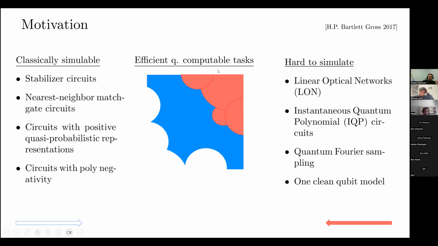And then the red balls on the right represent tasks that we know are hard to simulate classically. Some well-known examples are linear optical networks, so the well-known result of Aaronson and Arkhipov, hardness of boson sampling, also instantaneous quantum polynomial circuits, which Bremner, Jozsa, Shepherd, Montanaro have worked on, and so on.